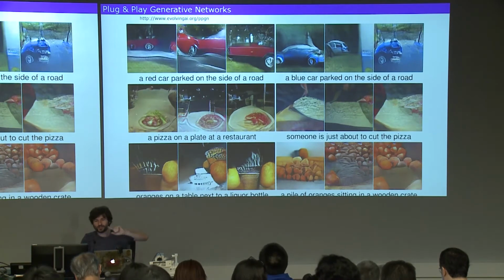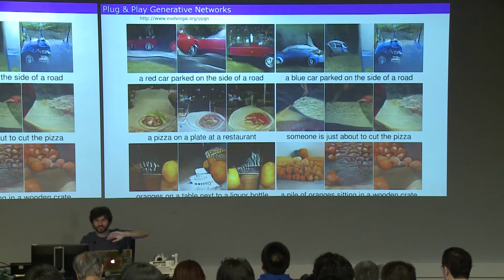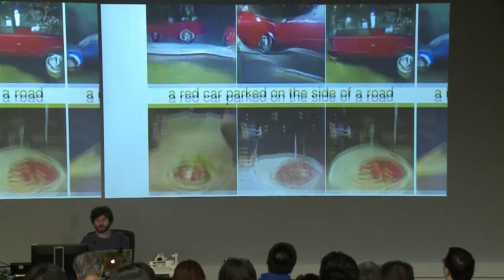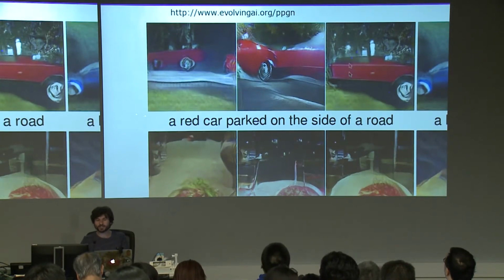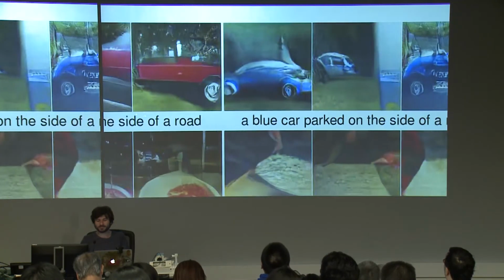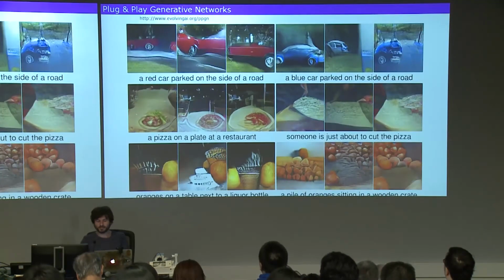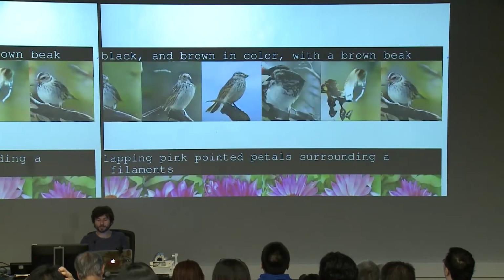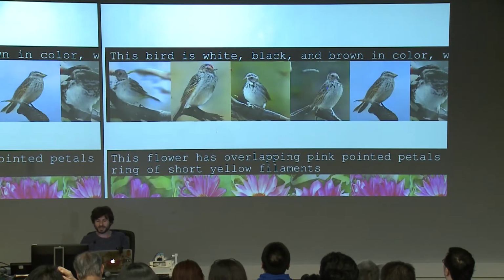Okay, so that was image to text. This is text to image. So here you start with a text. You input some text, a red car parked on the side of the road, and then the network generates an image of your caption. So this is from 2016, I think. And then more recently, 2017, StackGAN. So this bird is white, black, and brown in color with a brown beak, and it generates an image that matches the caption.